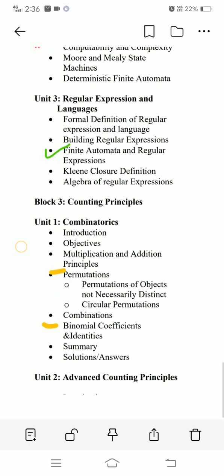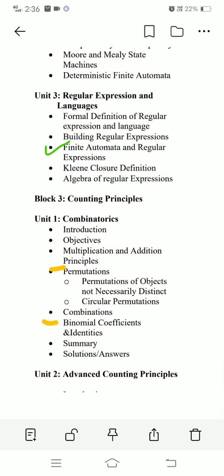And the last one is permutation. Permutation will be asked in 2 or 5-mark questions. And binomial coefficient. So these are some important questions. You just download all these materials from the IGNOU website.